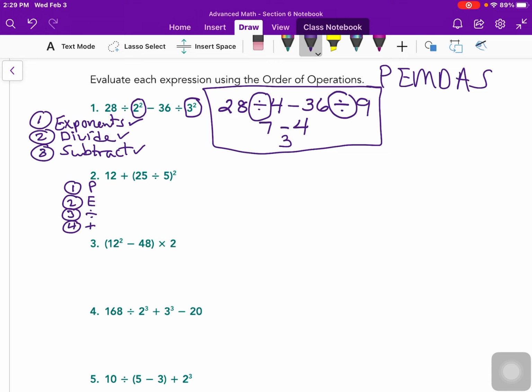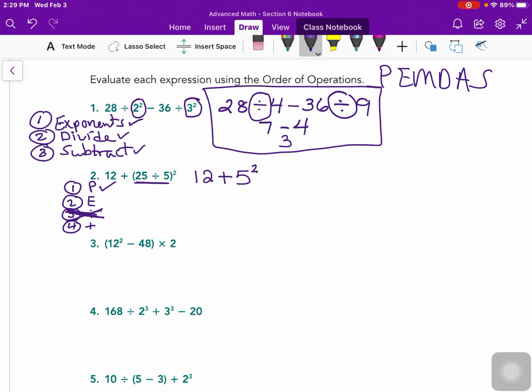Parentheses is first, so I'm going to write what I have, 12 plus, and now I see the parentheses is 25 divided by 5. It doesn't matter if it's divide, I have to do what's in parentheses, right? Because this division is in parentheses, I'm not going to do it later on. I have to do it now. So 25 divided by 5 is actually 5. And that exponent I keep, because I haven't done anything with it yet. All I did was my parentheses.